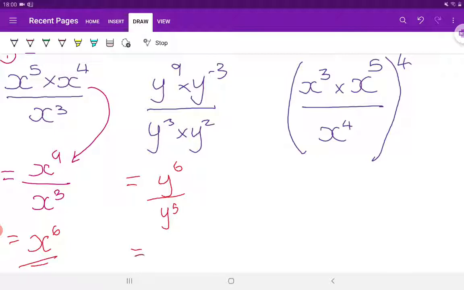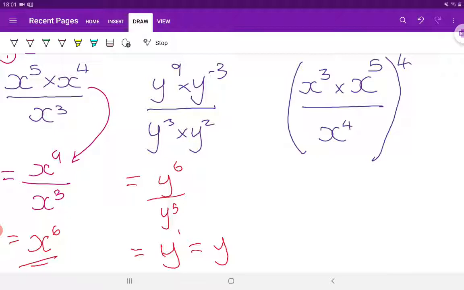And then from there, we can tidy that up in the same way as here. We did 9 take away 3. Here we're going to have 6 take away 5, which would give you y to the power of 1. And you can leave it as y to the power of 1, or you can just write it as y. They're going to be the same answer.